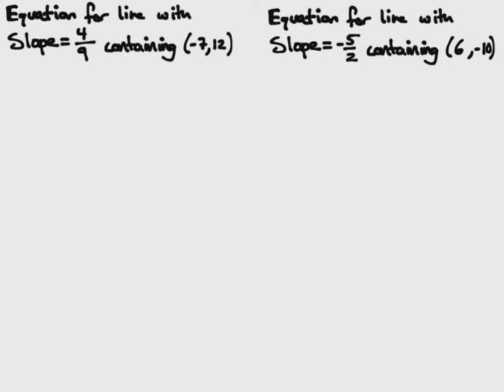Alright, now it's time to do some practice. And what I'd like you to do is to pause the video and please try to find these two equations. One for the line with a slope of 4/9 containing the point -7, 12, and one for the line with a slope of -5/2 containing the point 6, -10. And when you're finished, please pause the video and we'll reconvene to see how it went.